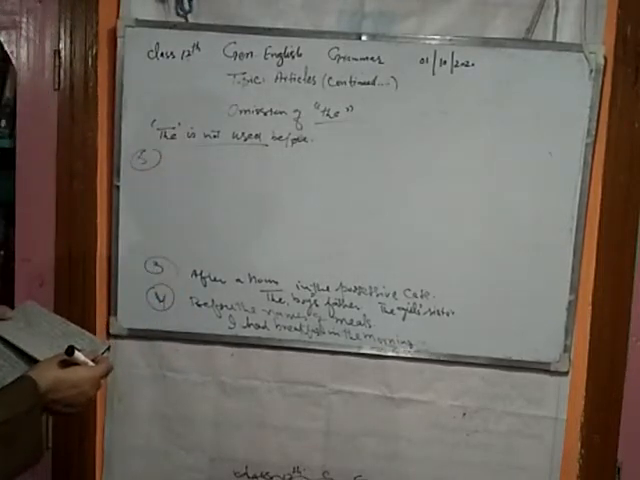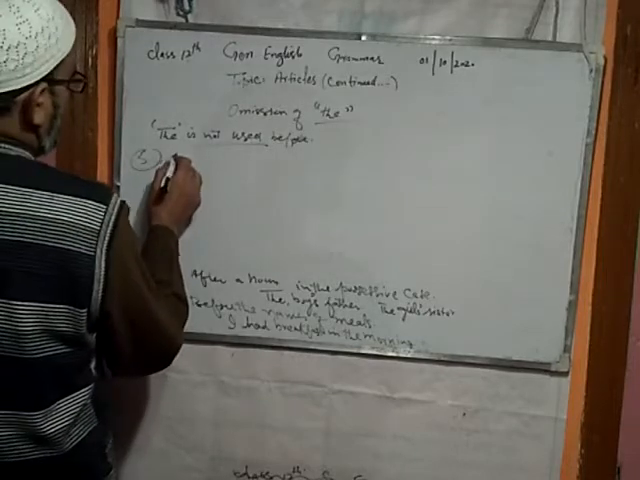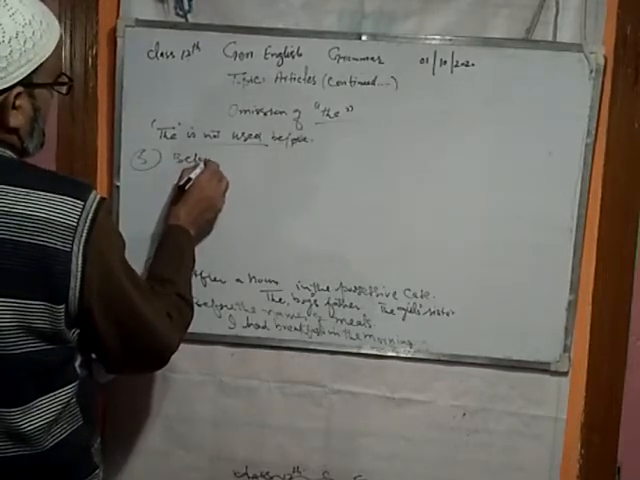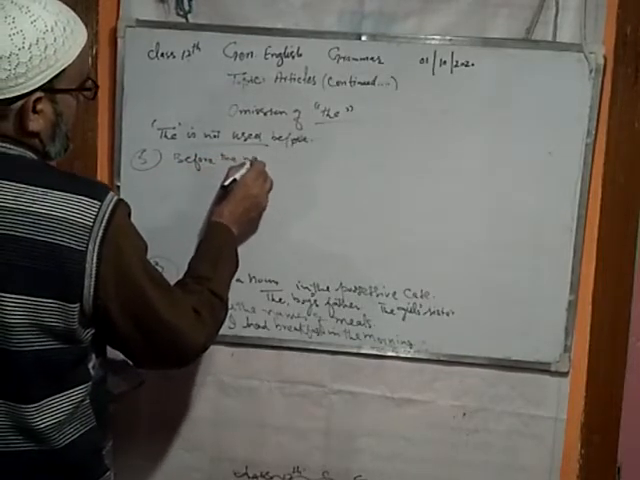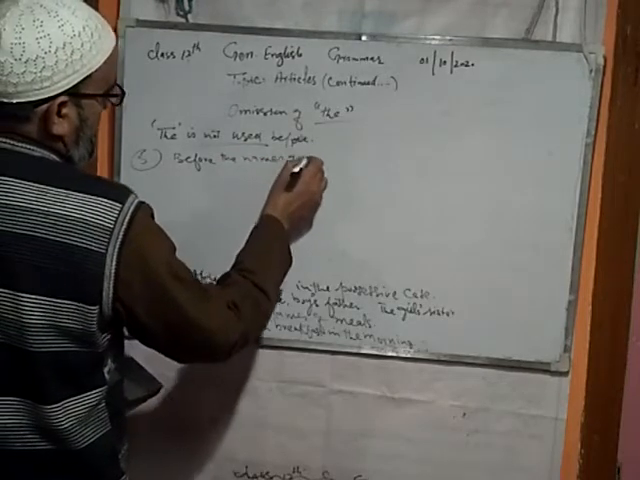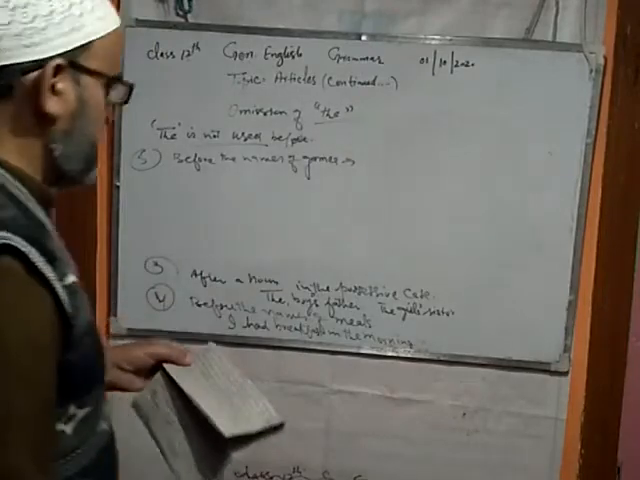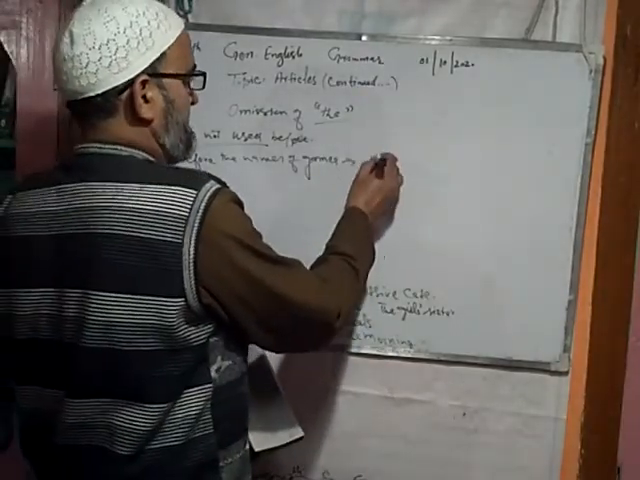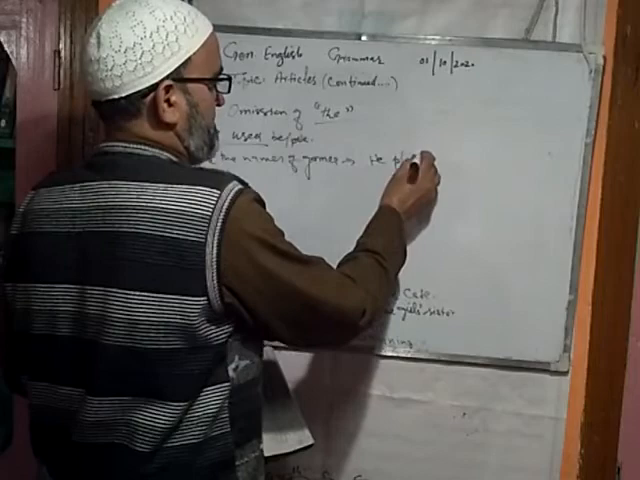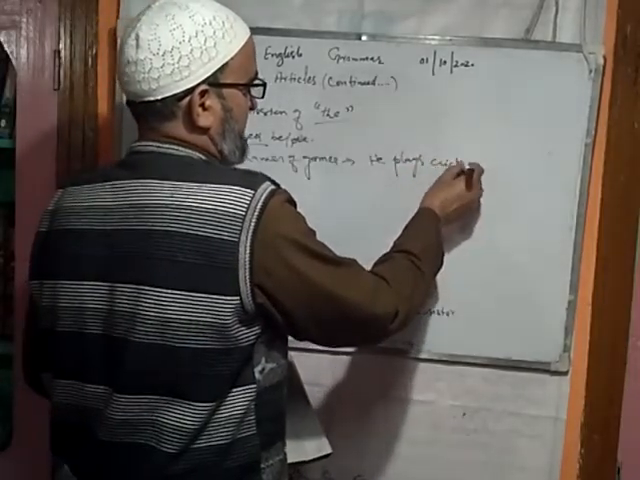Number 5, before the names of games. For example, he plays cricket.